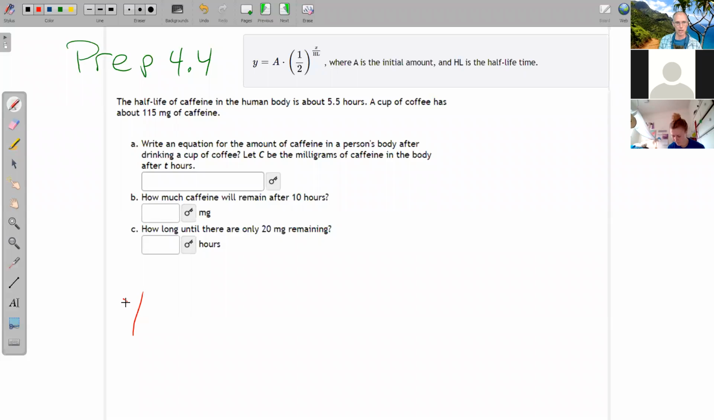It says y equals, let's use a better color. That's not a better color. Try again. There we go. A, some starting amount, times the base 1/2, and it has to be in parentheses because it's a fraction. It's got two pieces. And the power is x divided by what I'm calling HL. And this HL right here is what we call half-life.